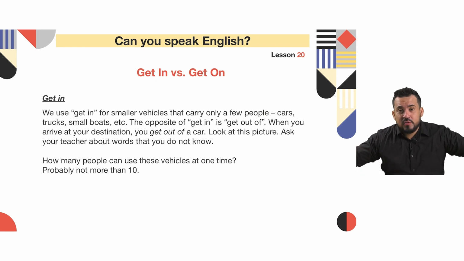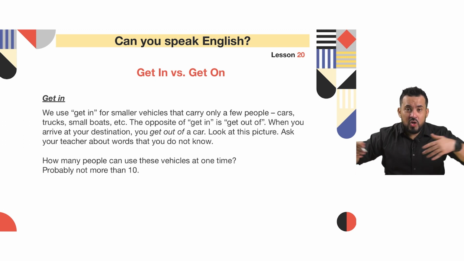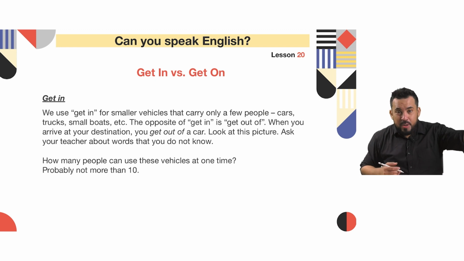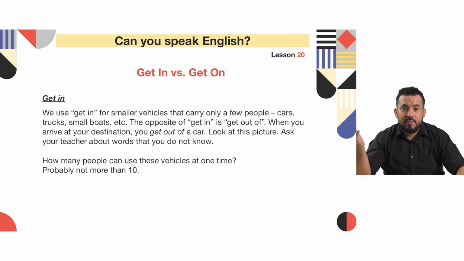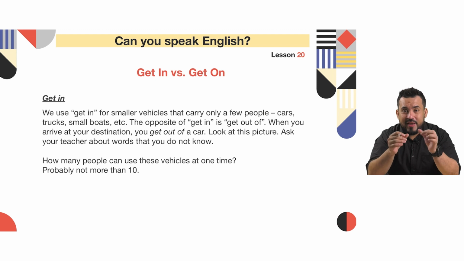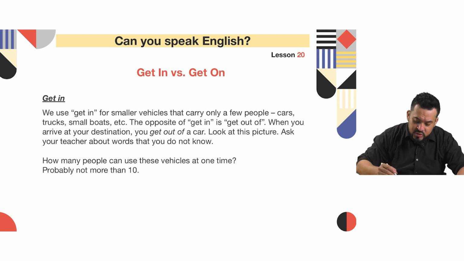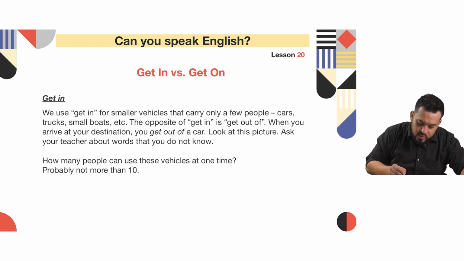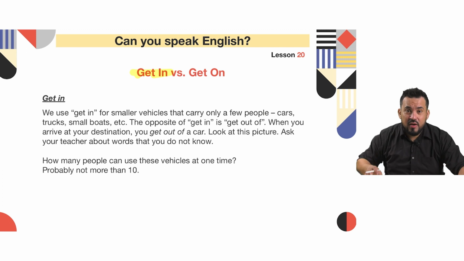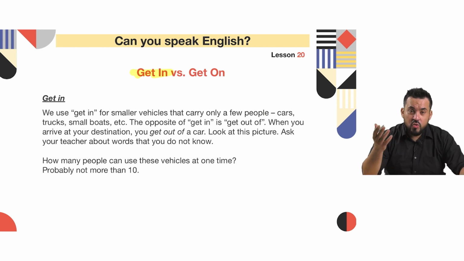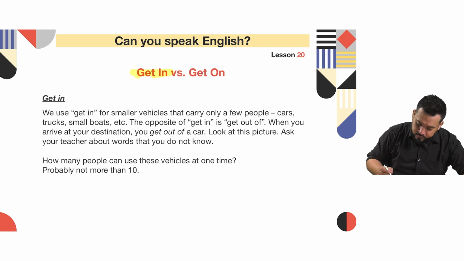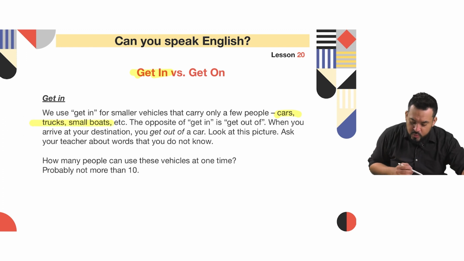We have big vehicles that carry a lot of people, like buses, trains, airplanes, big boats, or we have small vehicles that carry a few people, like a car. Okay, so we use this to talk about get in. We use it to talk about smaller vehicles, which is a car or a truck or a small boat. Okay, so we use get in for cars, trucks, or small boats.